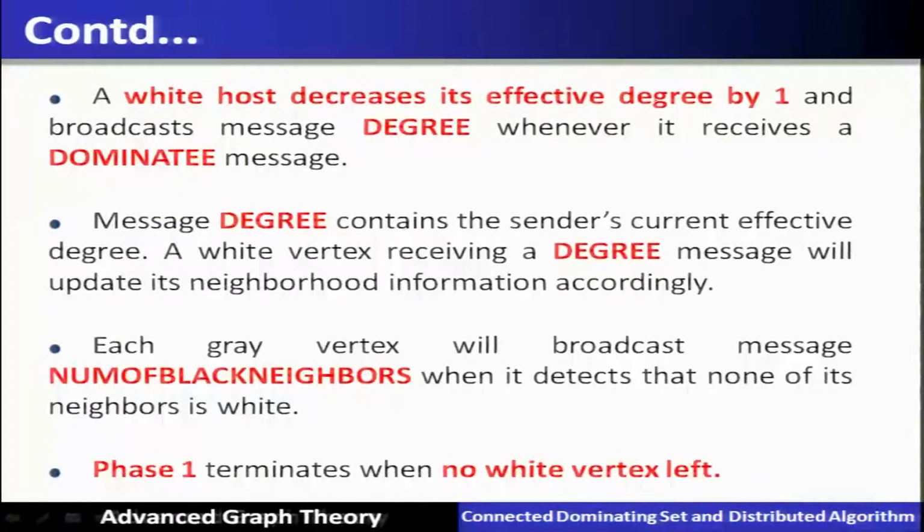So, the white node decreases its effective degree by 1 and broadcasts the degree message whenever it receives a dominator message. The degree message contains the sender's current effective degree. A white vertex receiving a degree message will update its neighborhood information. Each gray vertex will broadcast a message, number of black neighbors, when it detects that none of its neighbors is white. So, phase 1 terminates when there are no white neighbors left.